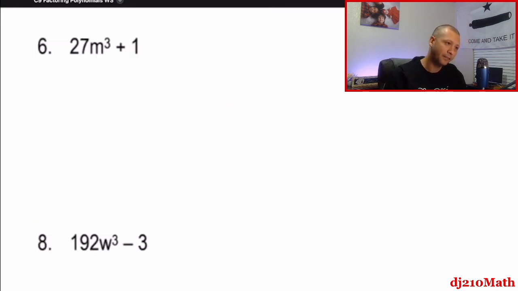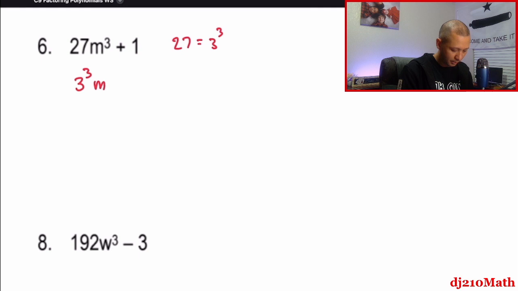All right, number 6, 27m cubed plus 1. No GCF, but 27 is really 3 cubed. So this means 3 cubed, m cubed, plus 1. And we could really say 1 cubed, right? Because 1 cubed is 1. The cube that's on the 3 and the m can, in a sense, be factored out. Plus 1.